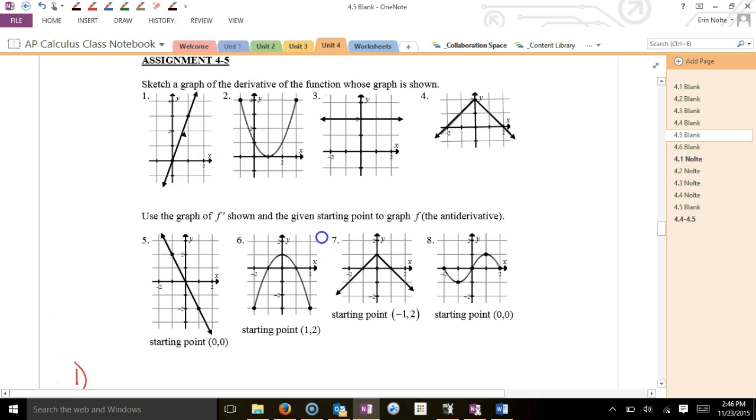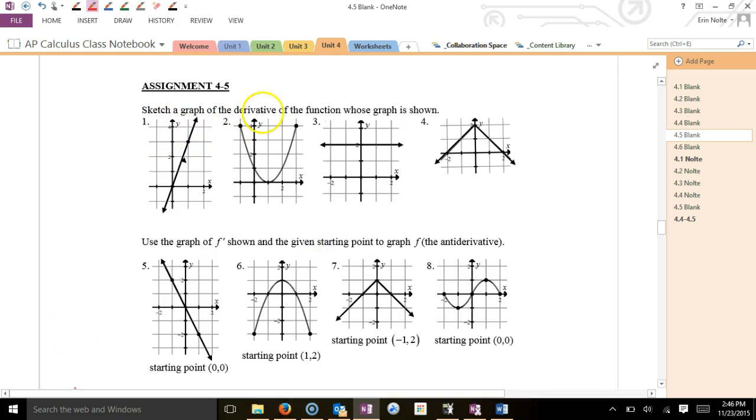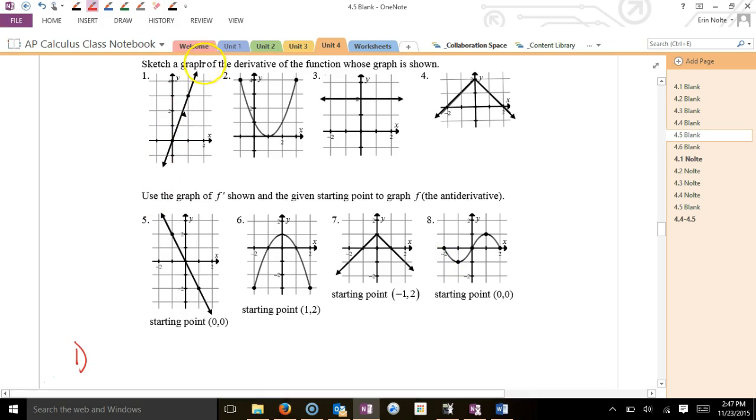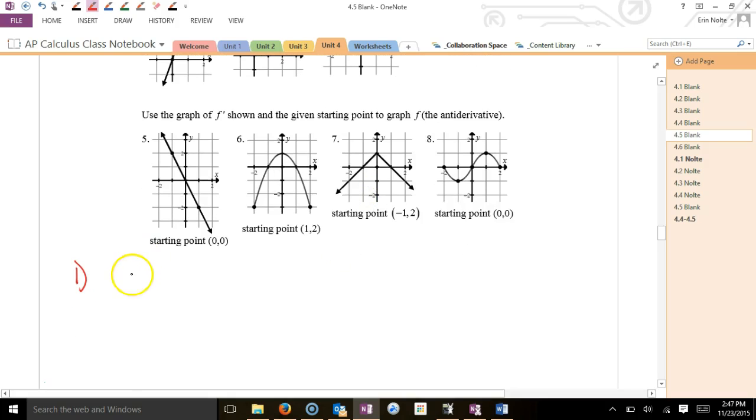For question number 1, it says to sketch the graph of the derivative. The piece that is given to us is the original function. So we're looking at the slope of the graph, and any max or min you might see. For question number 1, there is no max or min. It's just a straight line with a constant slope. The slope is up 3 over 1, so that's very simple. The derivative is exactly 3. So 1, 2, 3, that would be a horizontal line. It's always going to be 3 on that derivative.